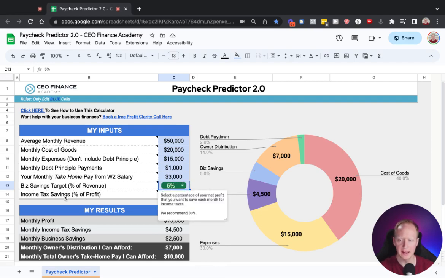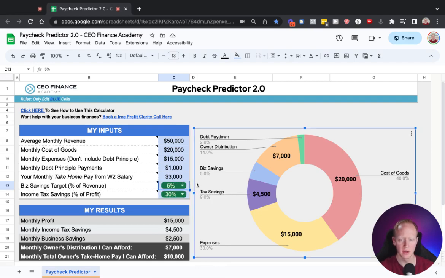And then finally, income tax savings. So this is not sales tax. It's not business taxes. It is your personal income taxes. If you're an LLC or an S Corp or a partnership, you're likely going to be taxed based on the actual profit in your business. And so we save 30% of profit as sort of a baseline.